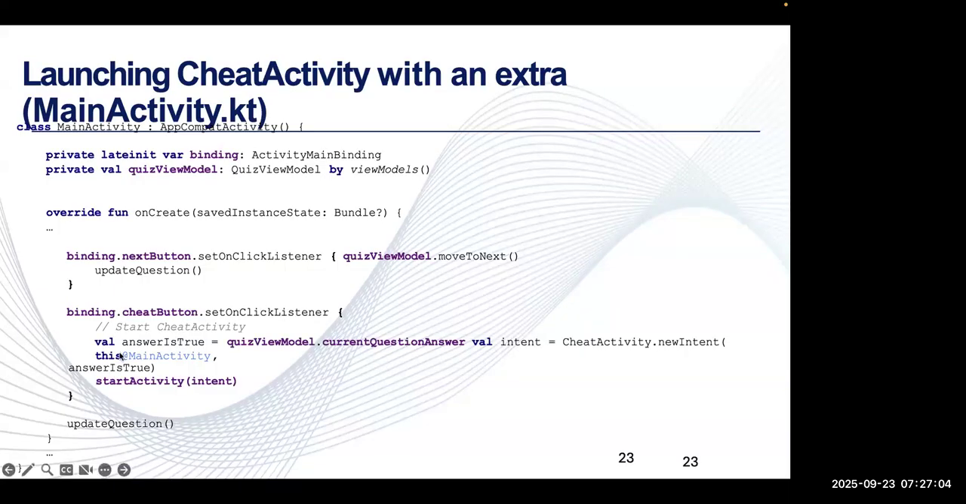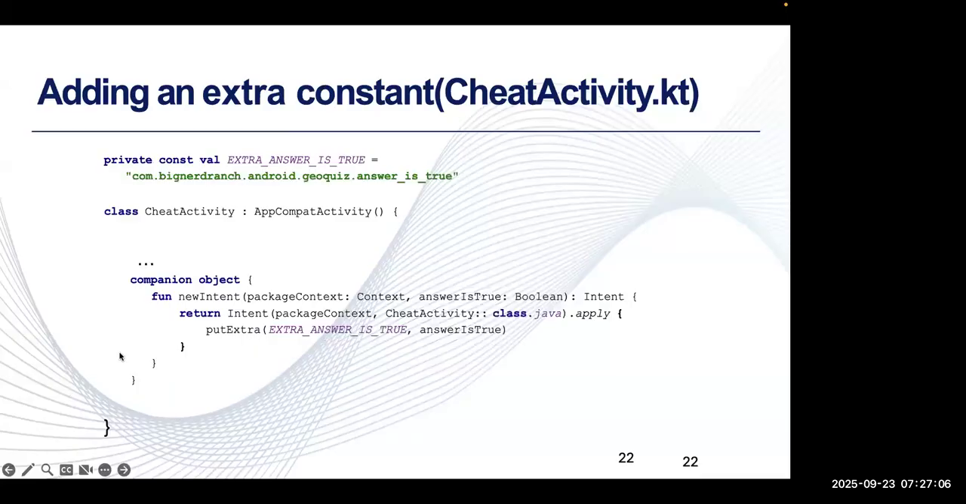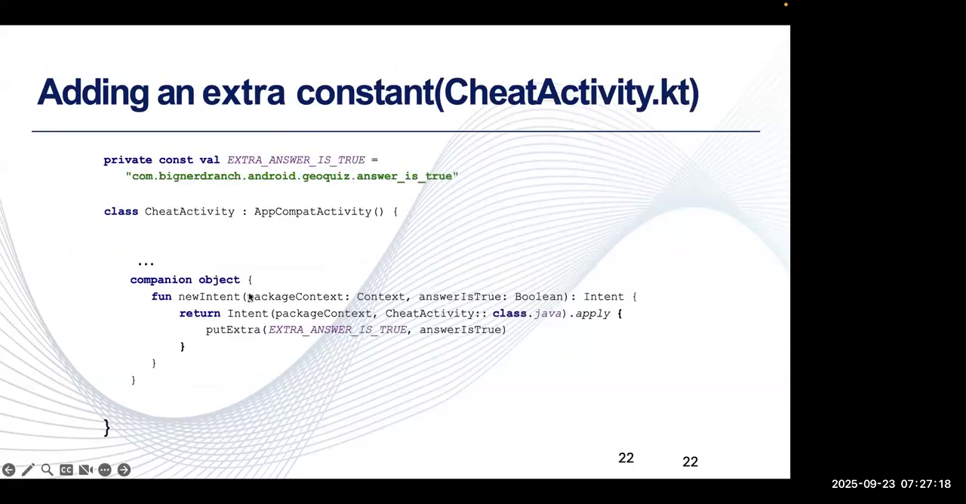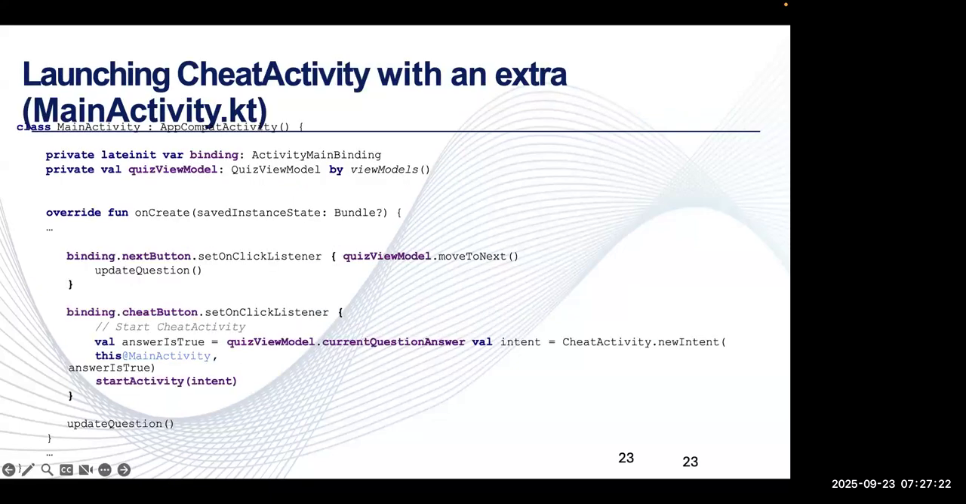So this is how it looks. Sorry, this is the cheat activity class. This is what's going to go in the cheat activity class, versus this, which would be our heart rate class, in our case the second activity, and this is going to be our main activity.